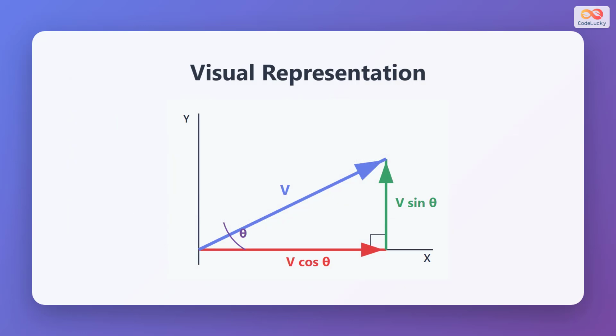Let's visualize how vector resolution works. We start with a vector v at an angle theta from the horizontal. When we drop a perpendicular line from the tip of the vector to the horizontal axis, we create a right triangle. The horizontal side of this triangle, along the x-axis, is v cosine theta. The vertical side, parallel to the y-axis, is v sine theta. The original vector is the hypotenuse. Notice how the three elements form a perfect right angle at the corner, confirming our rectangular component system. This geometric representation helps us understand why the trigonometric formulas work.